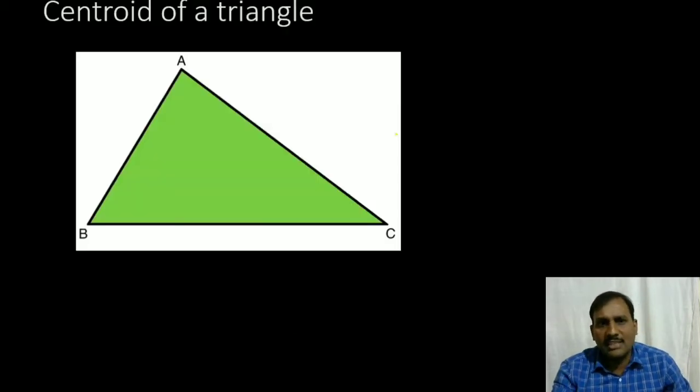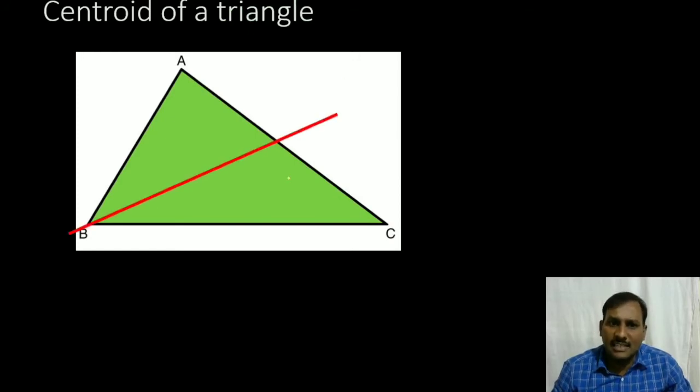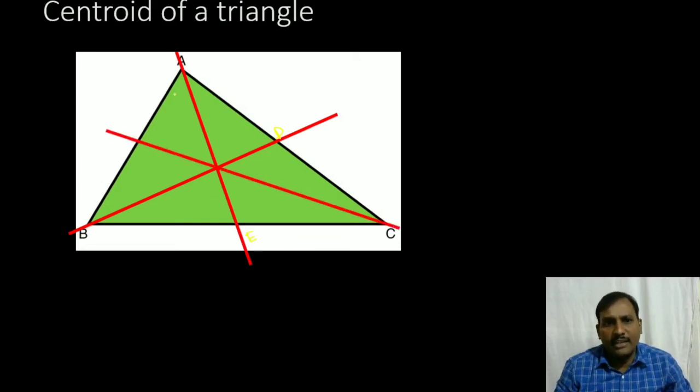Okay. So now let us take a triangle once again. Let us take the median, let us say this is BD. Let us say one more, this is AE and one more median, that is CF. So AE, BD, CF are the three medians of a triangle. And if you observe, the three medians are passing through a single point. They are meeting at a single point. So that point, the point of concurrence of medians, is denoted by G.